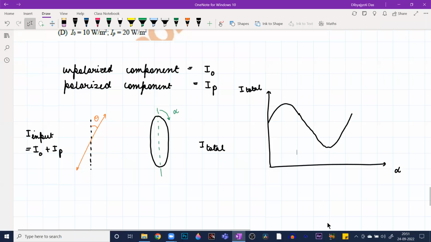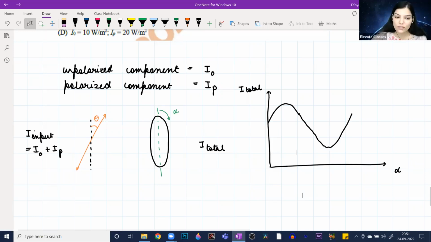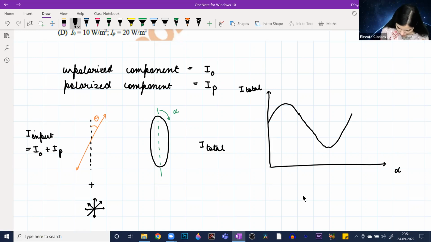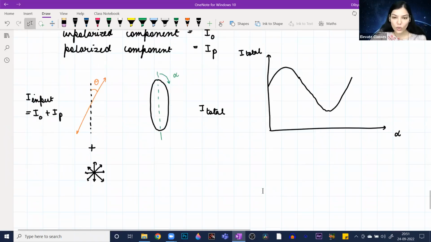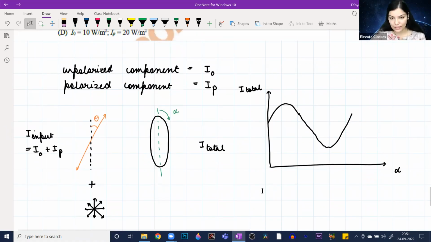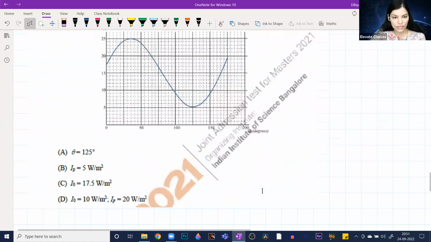Ma'am, the plane of polarization, which is given as theta, that is of the polarized component, right? Yes, only the polarized component. The unpolarized, so the input is actually this plus this. Right? This is the input which is falling onto the polarizer. This combined thing is falling. Okay. So now what will happen is, let us write कि क्या-क्या terms दिया है graph में.